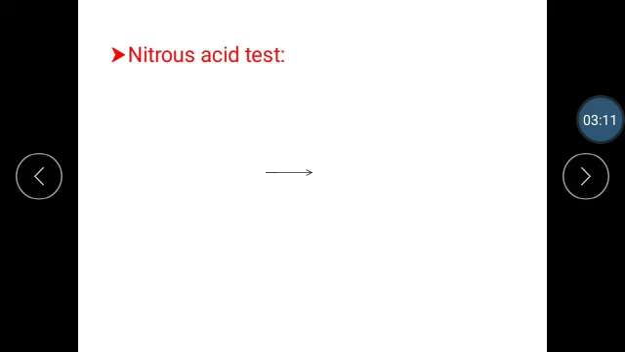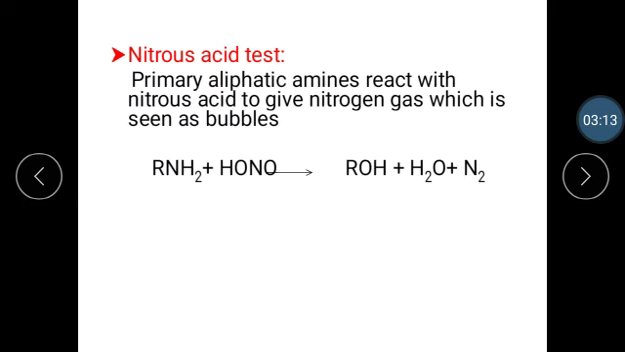The next test is the nitrous acid test. This test is used to identify primary, secondary and tertiary amines. The materials required for nitrous acid test: primary, secondary and tertiary amine, sodium nitrite, distilled water, concentrated HCl and ice cold water. Procedure for nitrous acid test.